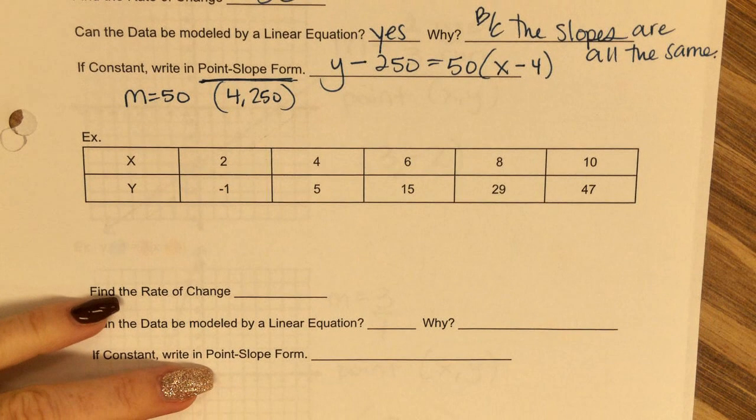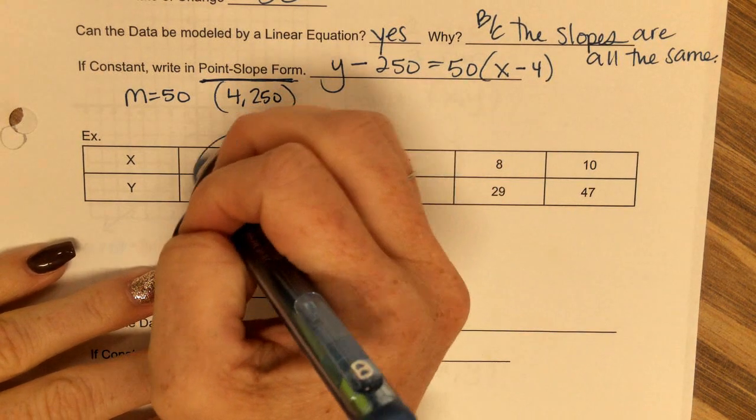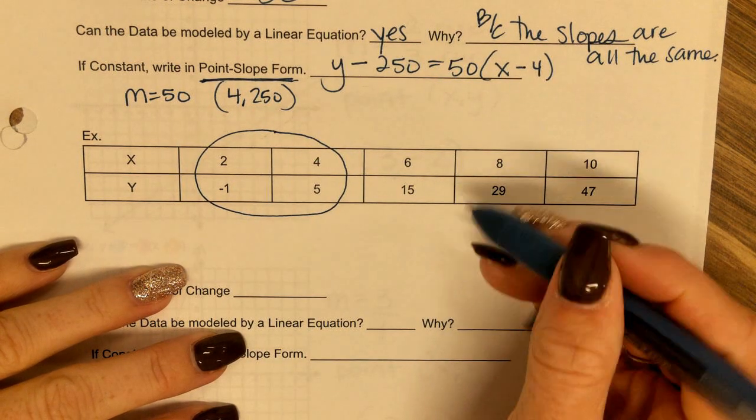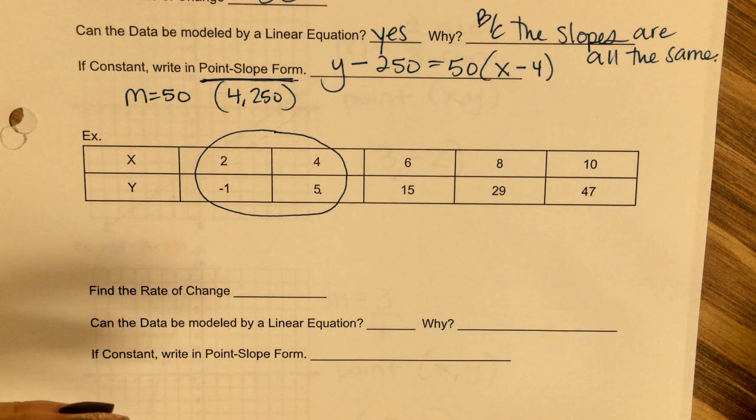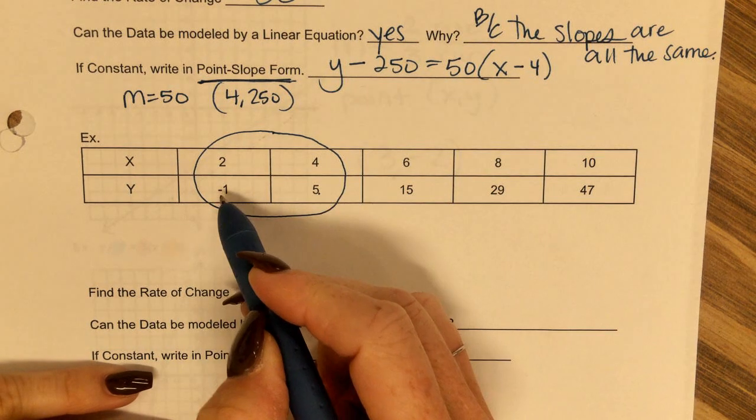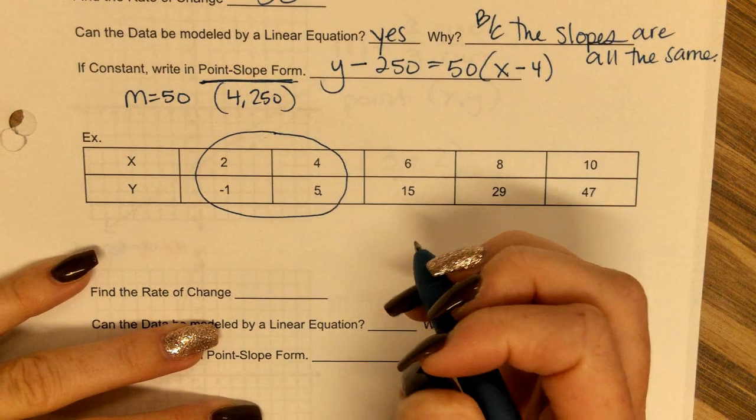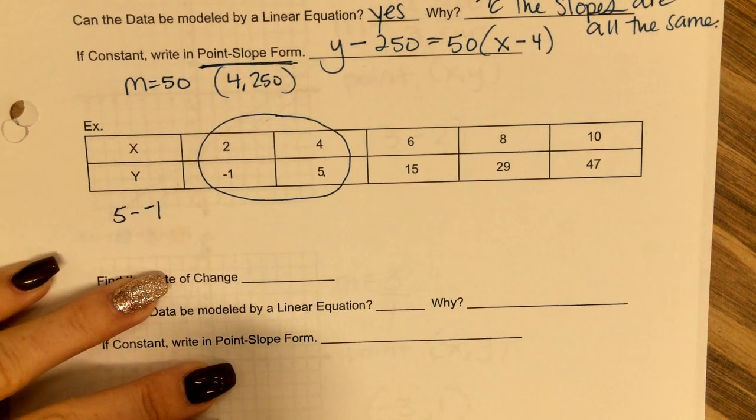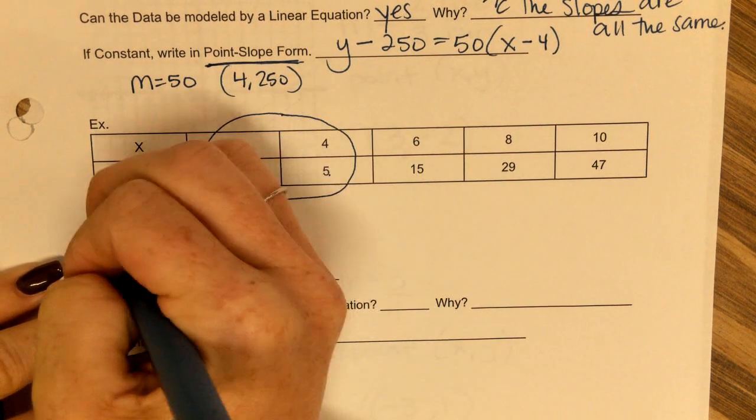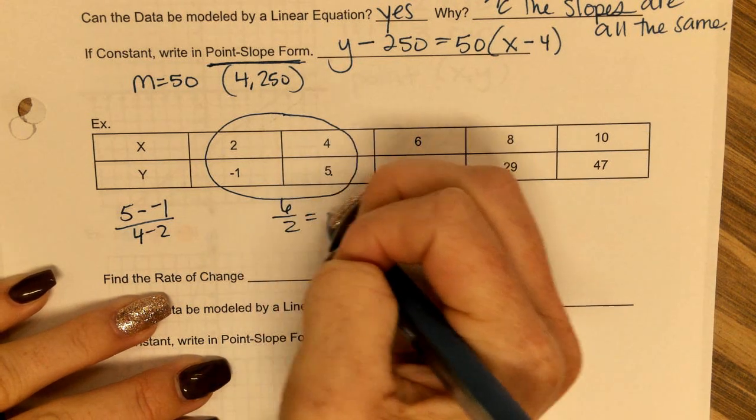Okay, let's do the next one. It wants to know, is this table linear? So what do I have to do? Find the slope across the table. So we're going to find the slope here first. Y'all know what I'm doing, right? I'm just doing y2 minus y1 over x2 minus x1. What is 5 minus negative 1? Okay, here we go. 5 minus negative 1, 6 over 4 minus 2, 2. What's 6 over 2?